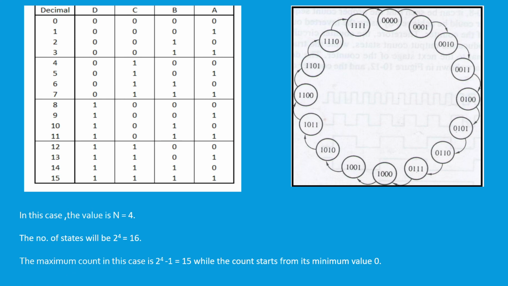So starting from 0000, which is value 0, it is counting up to 1111, which is value 15, as suggested by the state diagram. These states are repeated again and again until the circuit stops itself. For a 4-bit counter, we have n equal to 4, and the number of states will be 2 to the power 4, which is equal to 16, and the maximum count in this case will be 2 to the power 4 minus 1, which is equal to 15, while the count starts from value 0.